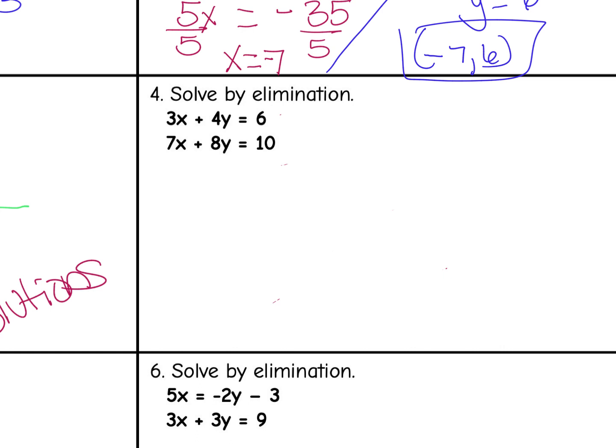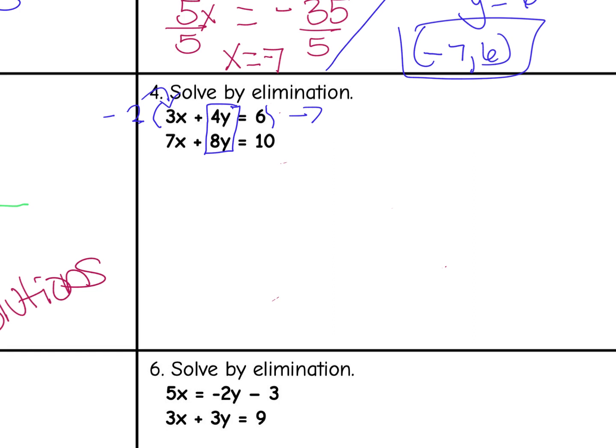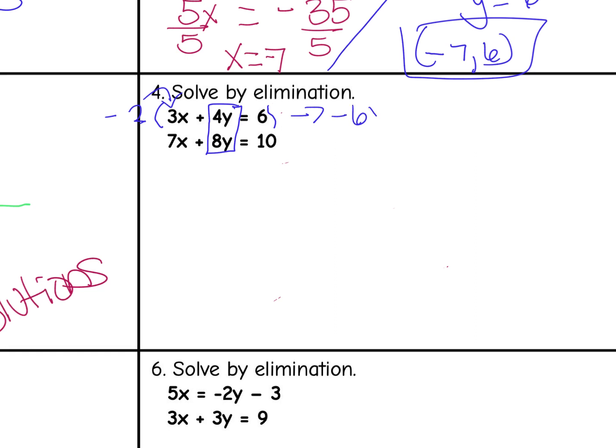So the first thing I'm going to do is I'm going to go ahead and take my top equation, and I am going to multiply this entire equation by negative 2. Because in doing so, I feel like I could easily eliminate my y values. So when I do that, I'm left with, let's see, negative 2 times 3x is negative 6x. Negative 2 times 4y is negative 8y. And then negative 2 times positive 6 is negative 12.